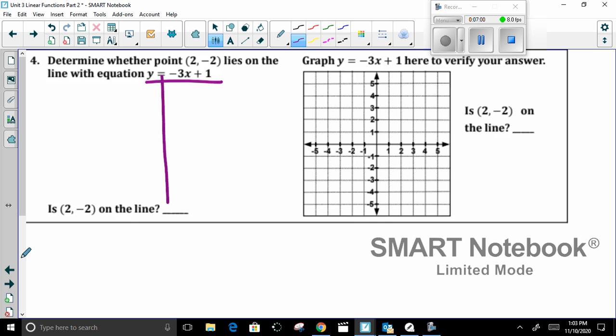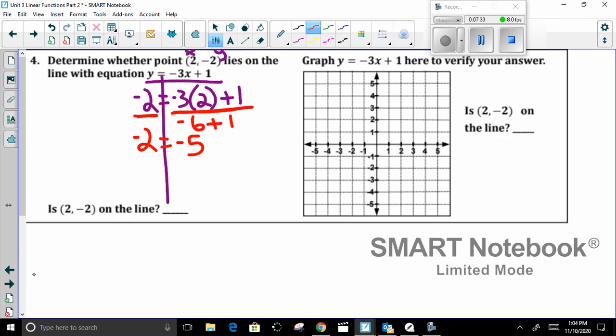So let's check it algebraically. Remember, the first point is x. The second point is y. Plug them in where they belong. So y is -2. So -2 equals -3 times x, which is 2, plus 1. I already know this side equals -2. Hopefully, I can get this to equal -2. So -3 times 2 plus 1. Do your multiplication first. -3 times 2 is -6. -6 plus 1 is -5. Do those two things equal each other? Does -2 equal -5? No.